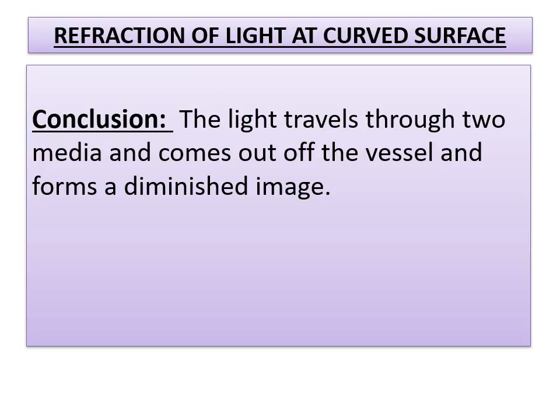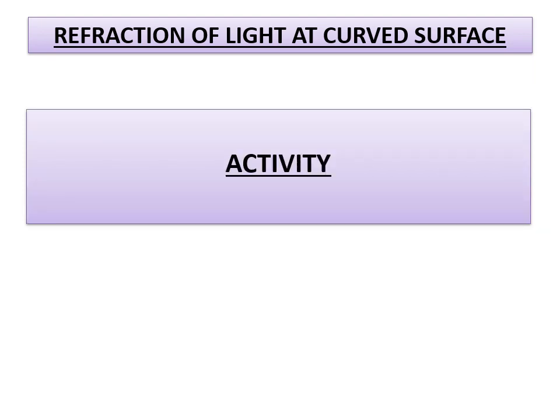In that case, what is actually happening is, when the vessel is empty, light from the arrow refracts at the curved interface, moves through the glass and enters into the air, and then it again undergoes refraction on the opposite side of the curved surface of the vessel. That means at the other end, from where we are looking, the light is coming out into the air. So in this way, the light travels through two media and comes out of the vessel and forms a diminished image.